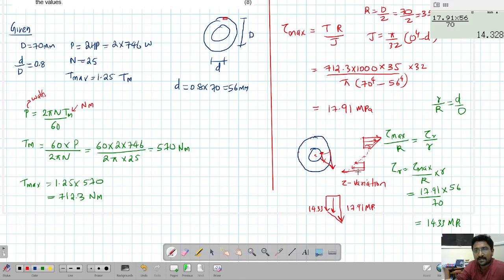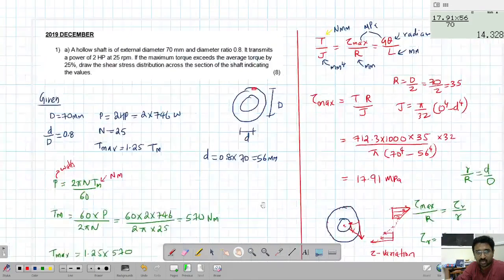So I hope this is clear. This is how the shear stress varies. So all the points on the outer circumference will have a shear stress of 17.91. All the points on the inner circumference will have a shear stress of 14.33. In between, there will be linear variation. Okay. So I hope this is clear. So this will end this problem. It's for 8 marks. We will solve another problem in the next video. Thank you.